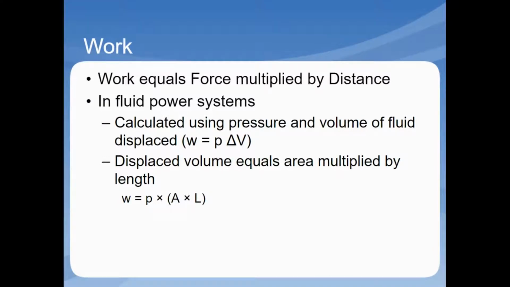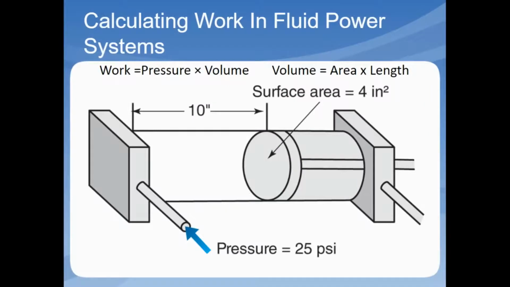So starting off with work equals force times distance. In fluid power systems, we calculate work by using pressure and volume of fluid, which is displaced. Displaced volume equals area multiplied by length. In a fluid power system, work is calculated by pressure and the volume of the fluid that is displaced. The formula is W equals P times displaced volume.